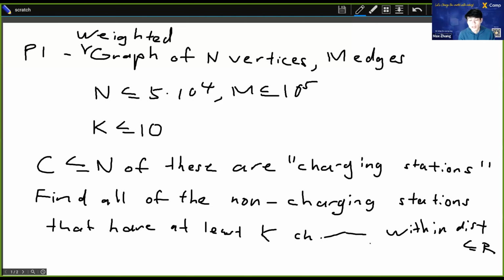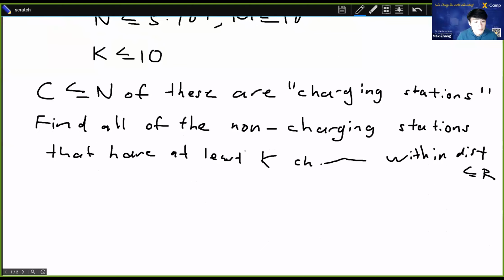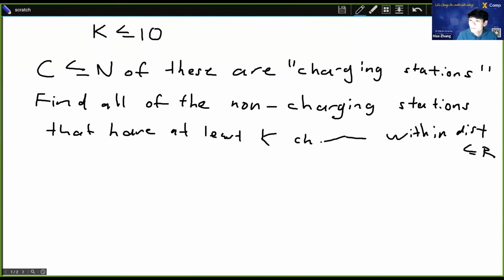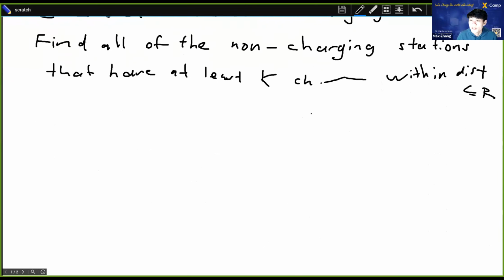Like if you were to run some shortest path algorithm starting from a non-charging station to all the charging stations, you should get that at least k of them are within distance r from you. So how can we approach this problem? Well, this problem really is kind of centered around this one trick.